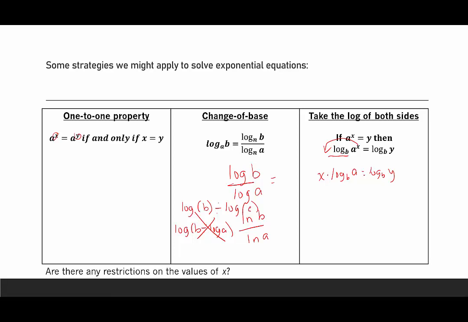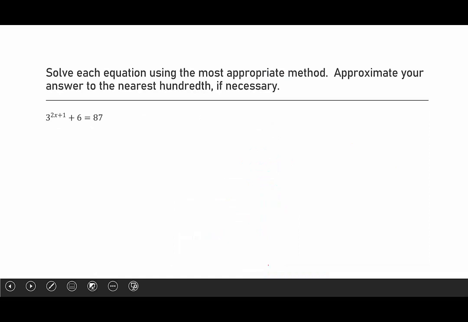And are there any restrictions on the values of x? When I'm talking about the values of x, if we're talking about an exponential equation, the variable is typically in the exponent, and no, there are no restrictions. So none of these would have any restrictions. Let's look at some examples.